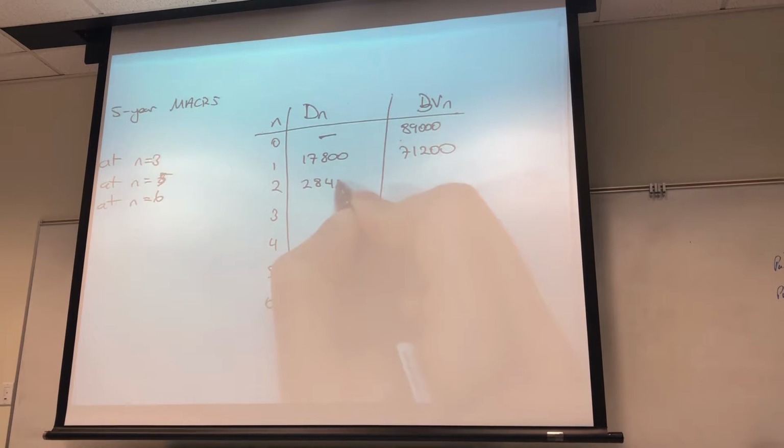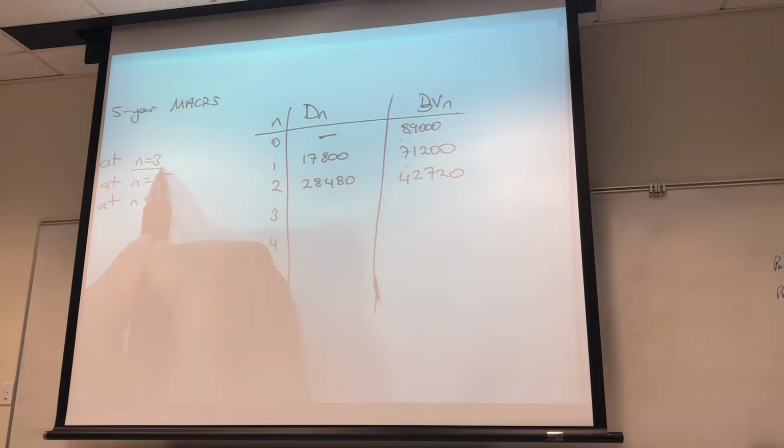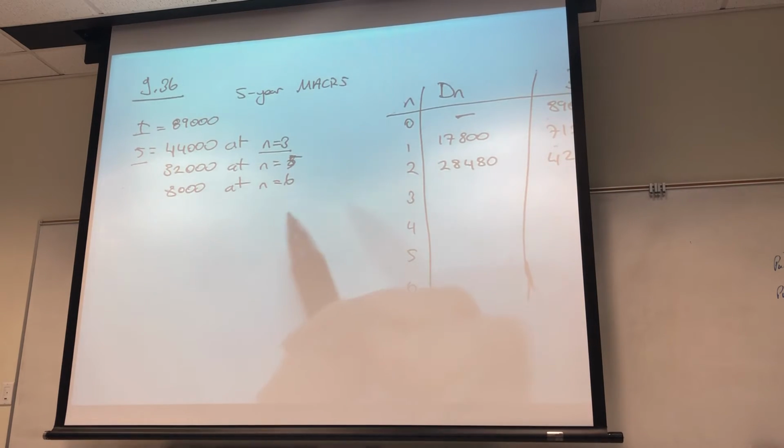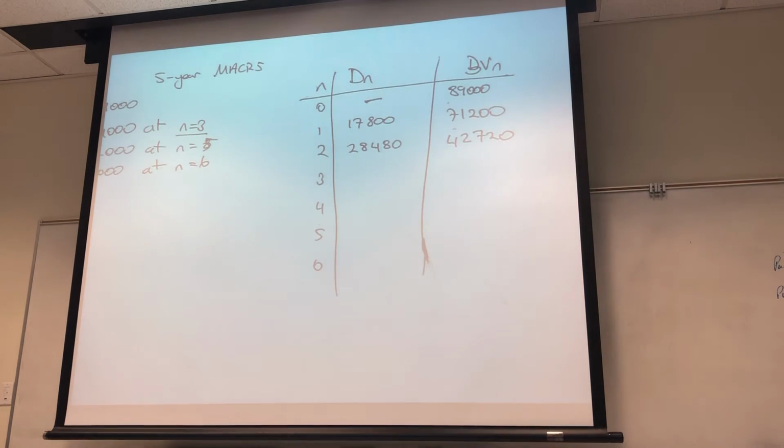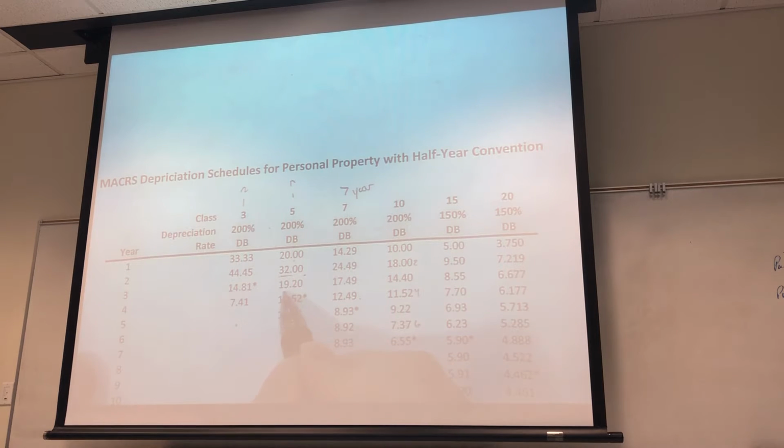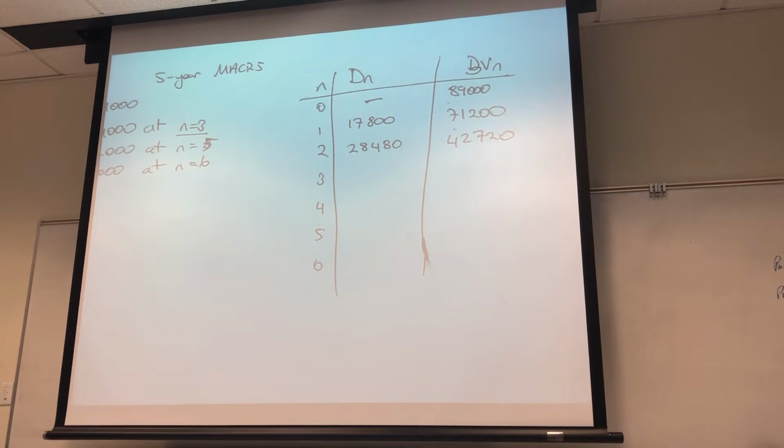Let's do the thing. This is 0.192. So we're going to do 0.192 times 89,000, which will be 17,088. 42,720 minus the answer is 25,632. Right? Okay. Our first option is to sell the thing for $44,000 at year 3.